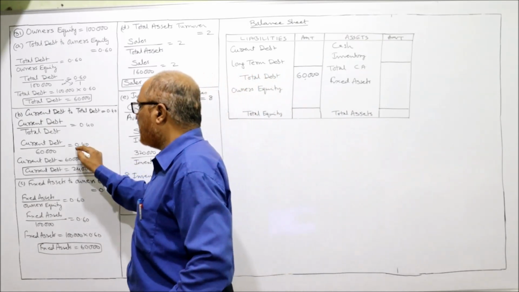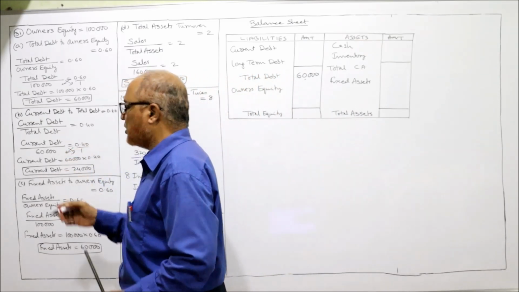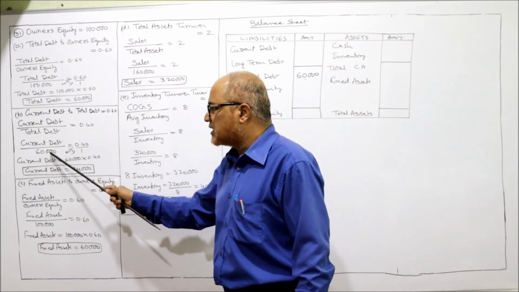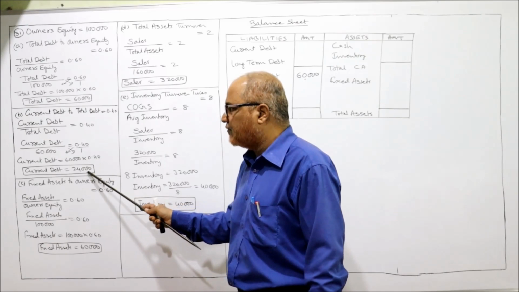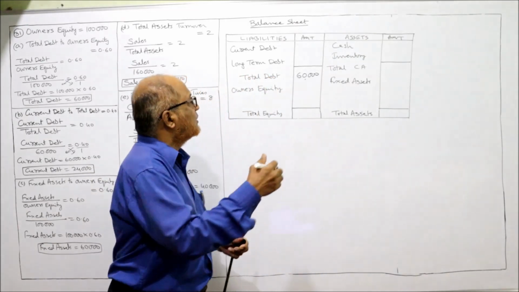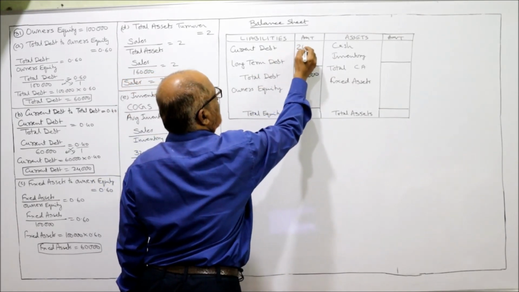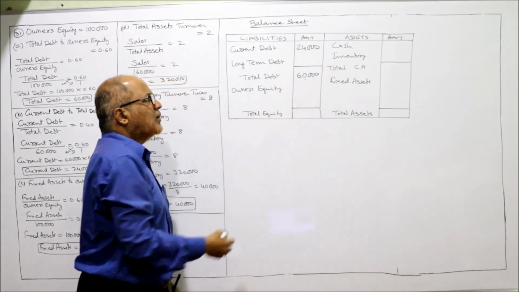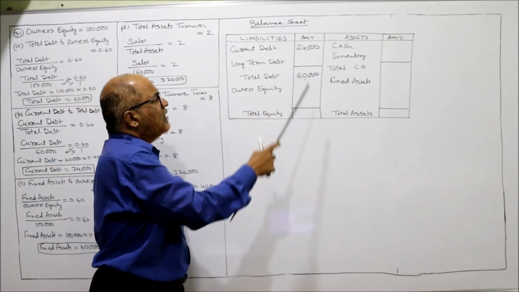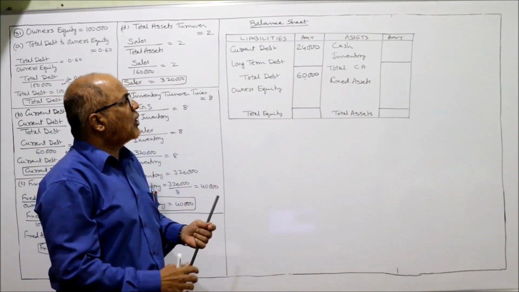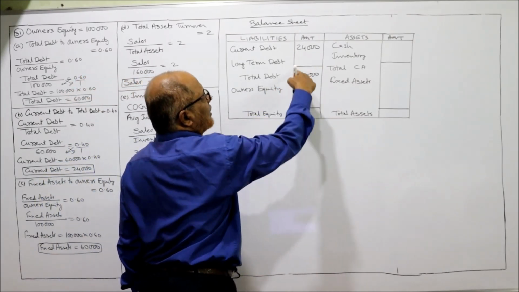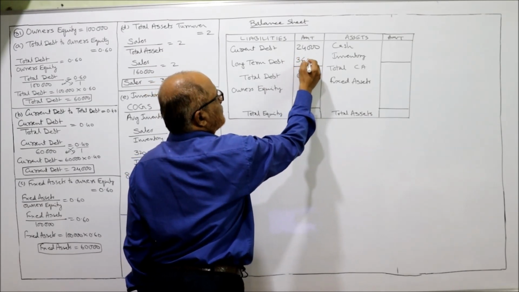Again I am making a cross multiplication. So what it will become? Current debt into 1 is current debt, 60,000 into 0.4 is 24,000. So I got the second variable, current debt 24,000. Out of the total debt of 60,000, 24,000 are the current debt. So how much is the remaining long-term debt? 60,000 minus 24,000, 36,000.